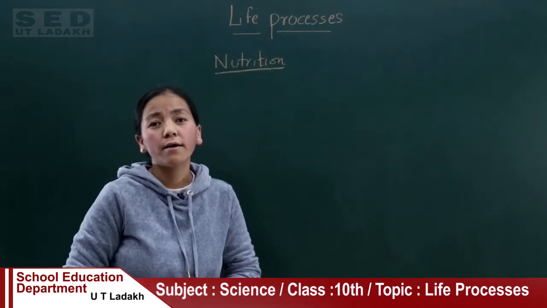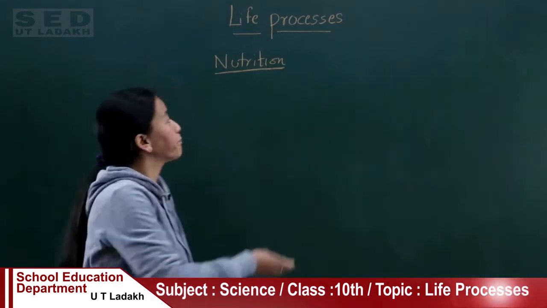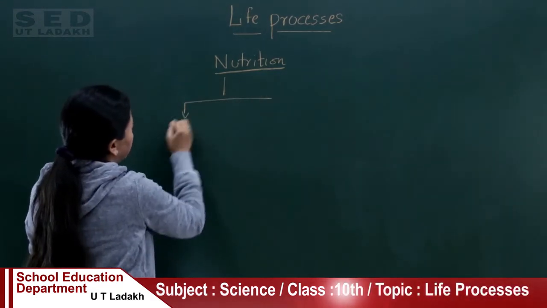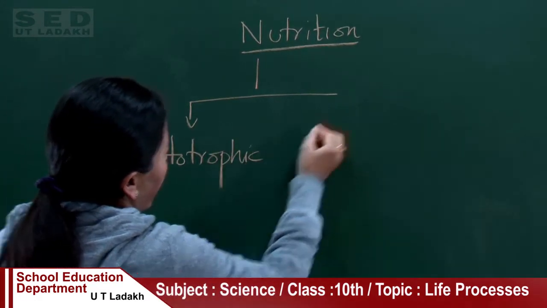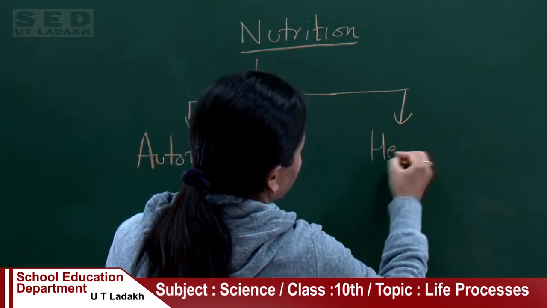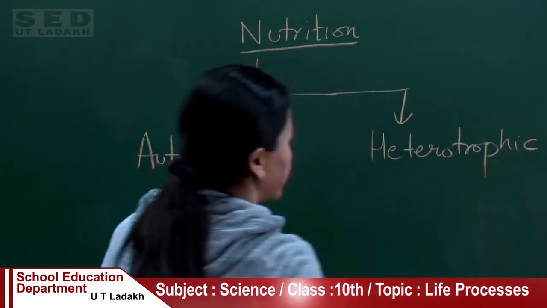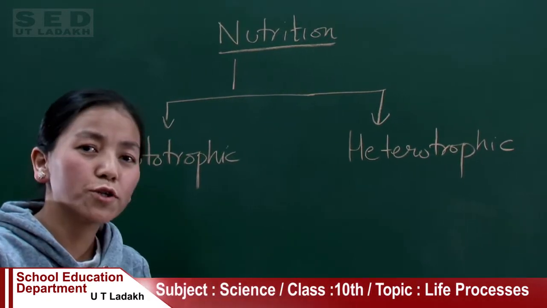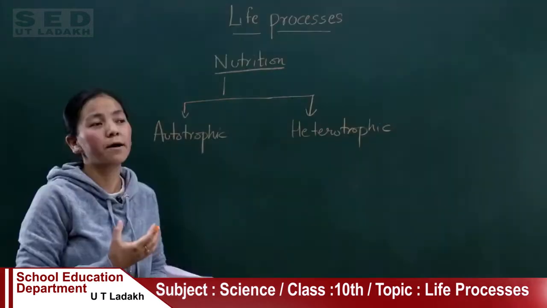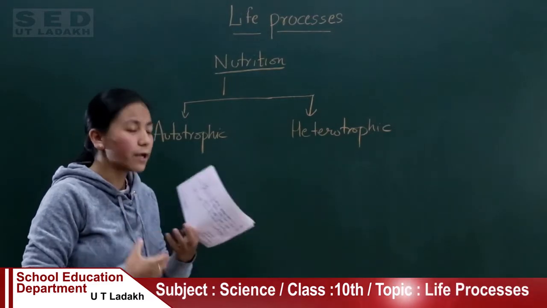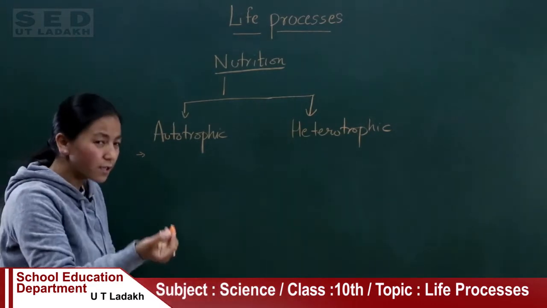So there are modes of nutrition. There are two modes of nutrition: the autotrophic mode of nutrition, as you all know, and the heterotrophic mode of nutrition. We have been learning about the autotrophic mode of nutrition ever since 7th class, 8th class, so you know about it, but to have a more advanced level of knowledge, let us talk about autotrophic nutrition.